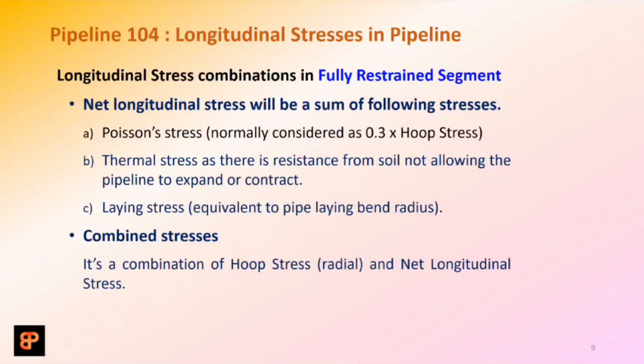Okay, and then the net longitudinal stress is combined with the hoop stress by a formula given in the code. There are two theories for that: von Mises theory and Tresca theory, but we normally use von Mises theory. As per that, we do the combination of these stresses, and the combined stress has to be less than the code compliance.